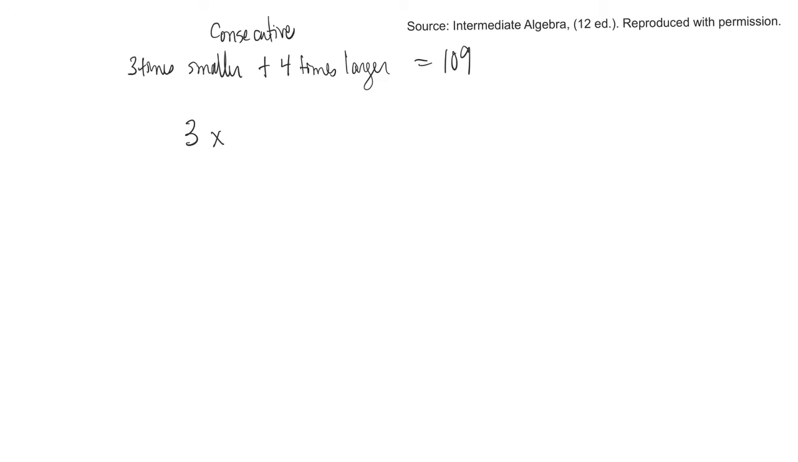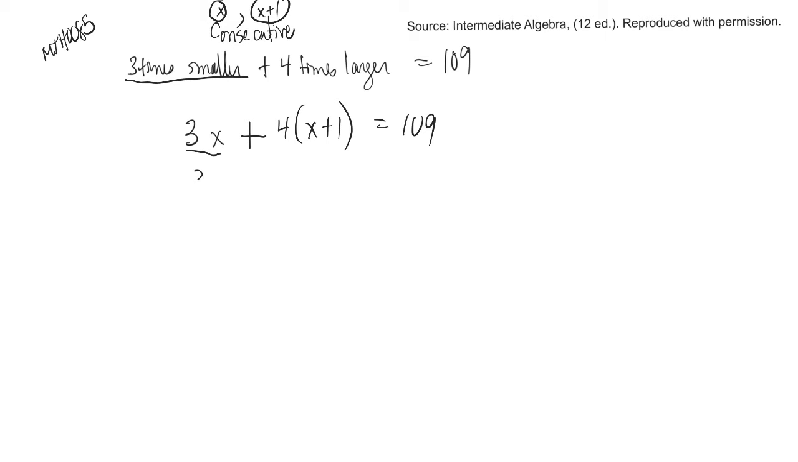This is on the review for Math 85. Okay, it says you have two consecutive numbers, so one of the numbers would be x, and then the next number would be one more than that, or x plus 1. So they say 3 times the smaller one is added to 4 times the larger one, and the result is 109.